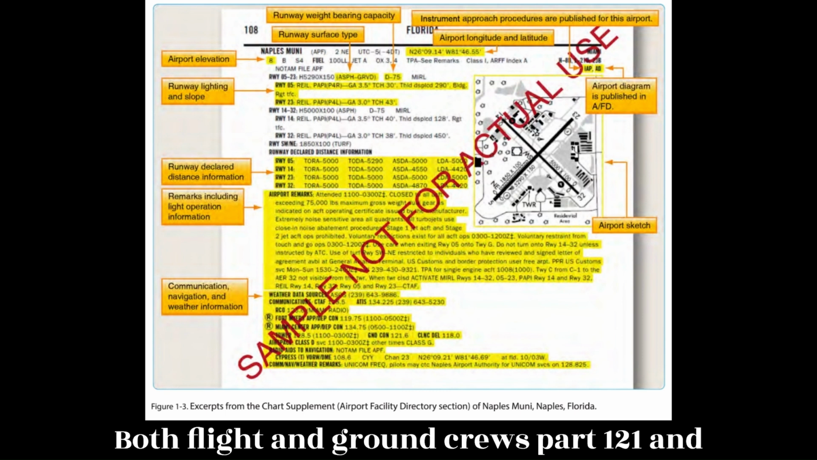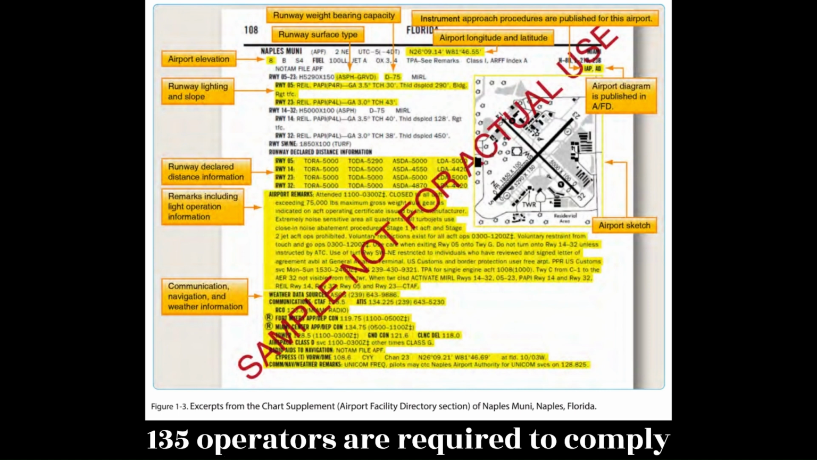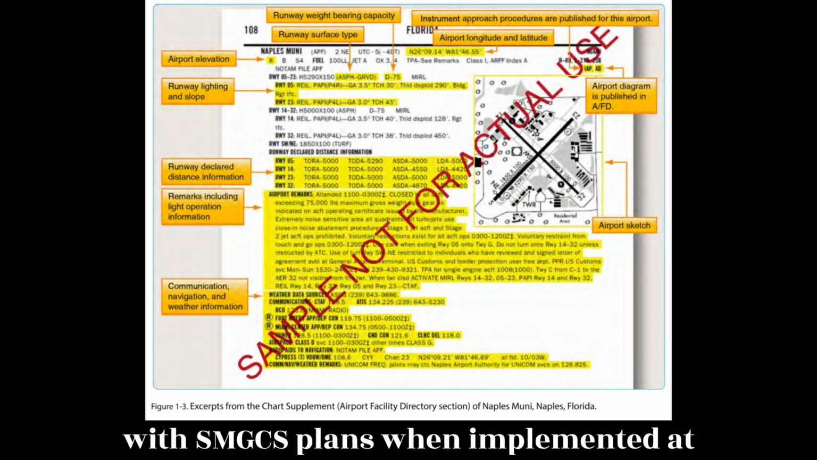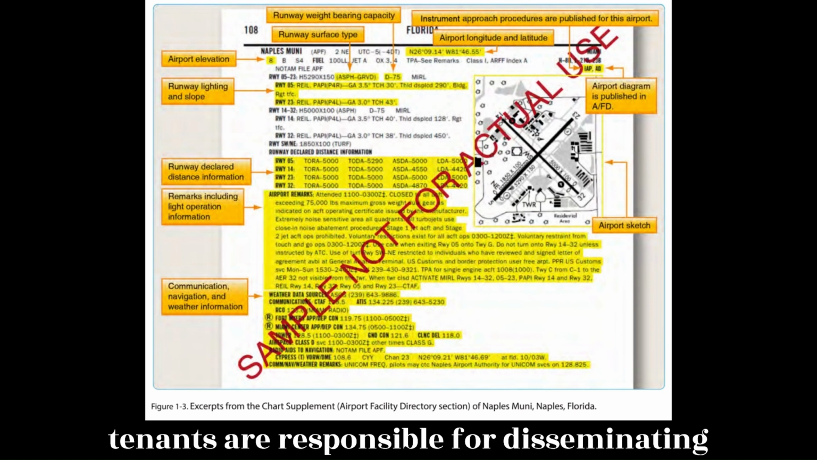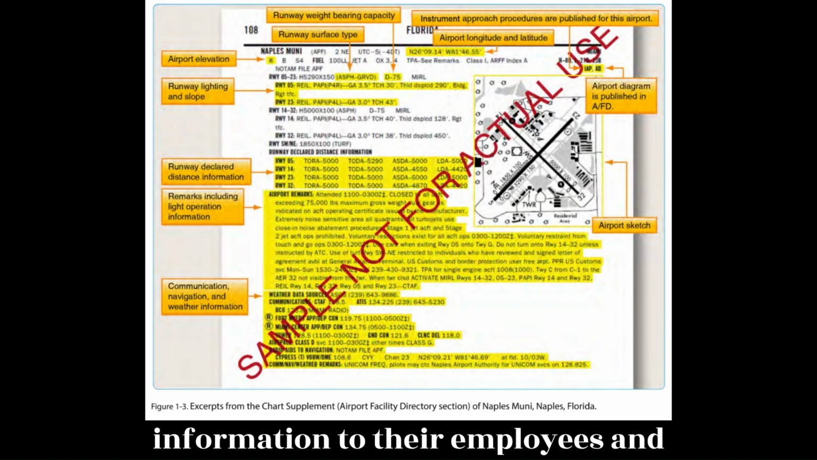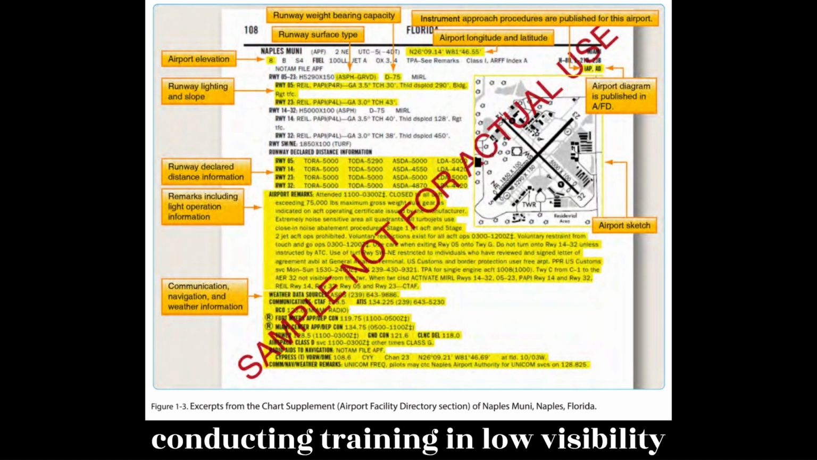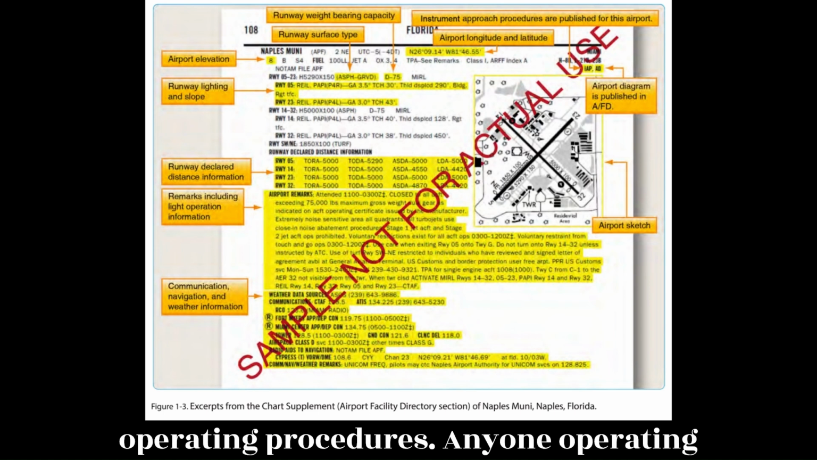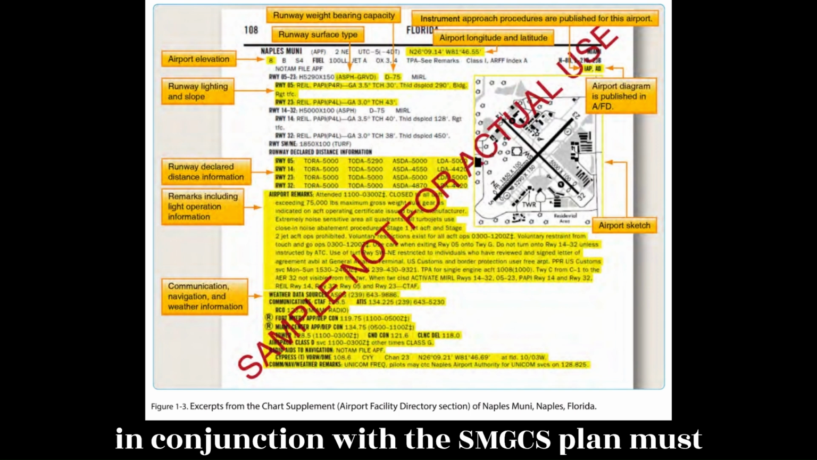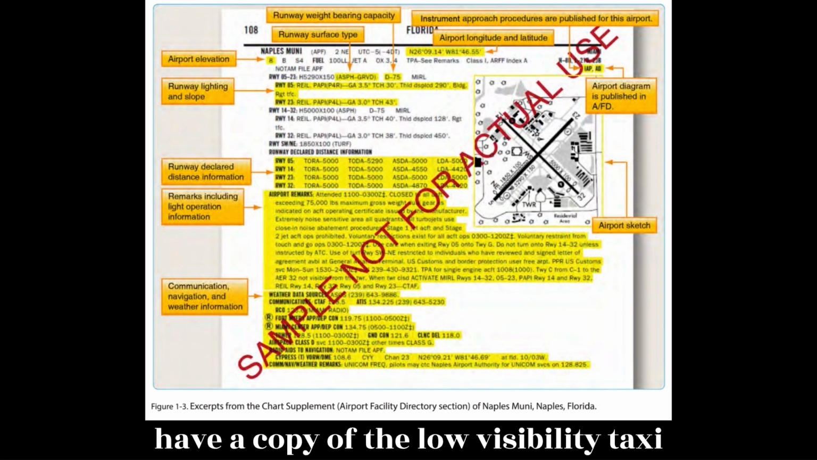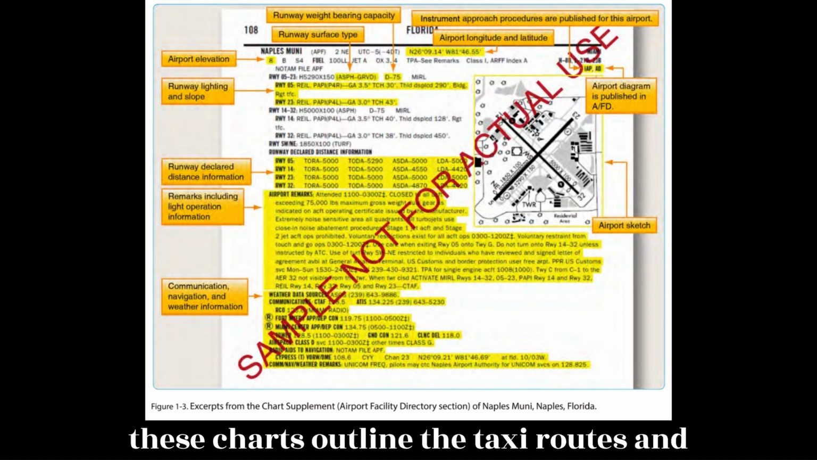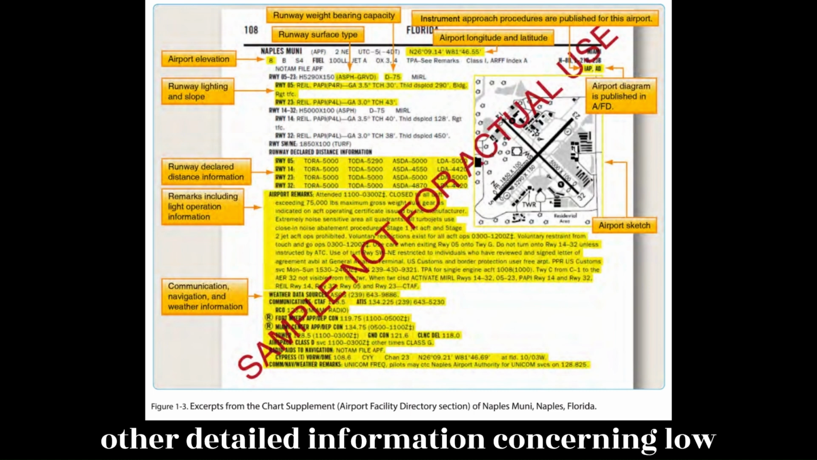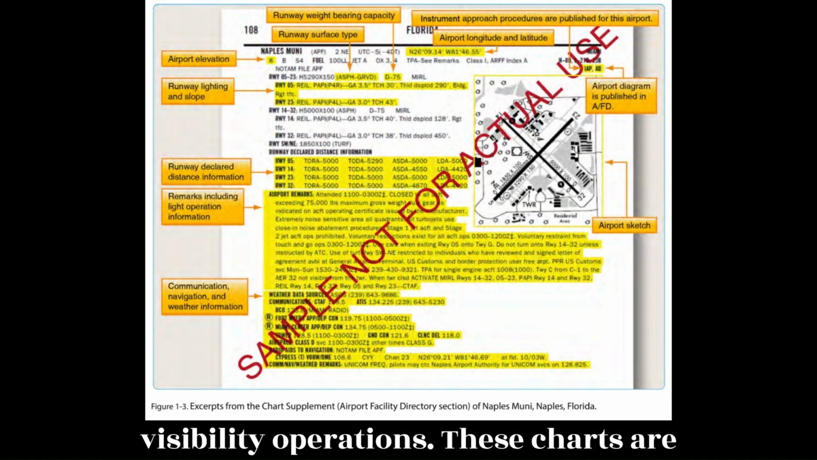Both flight and ground crews, Part 121 and 135 operators, are required to comply with SMGCS plans when implemented at their specific airport. All airport tenants are responsible for disseminating information to their employees and conducting training in low-visibility operating procedures. Anyone operating in conjunction with the SMGCS plan must have a copy of the low-visibility taxi route chart for their given airport, as these charts outline the taxi routes and other detailed information concerning low-visibility operations.